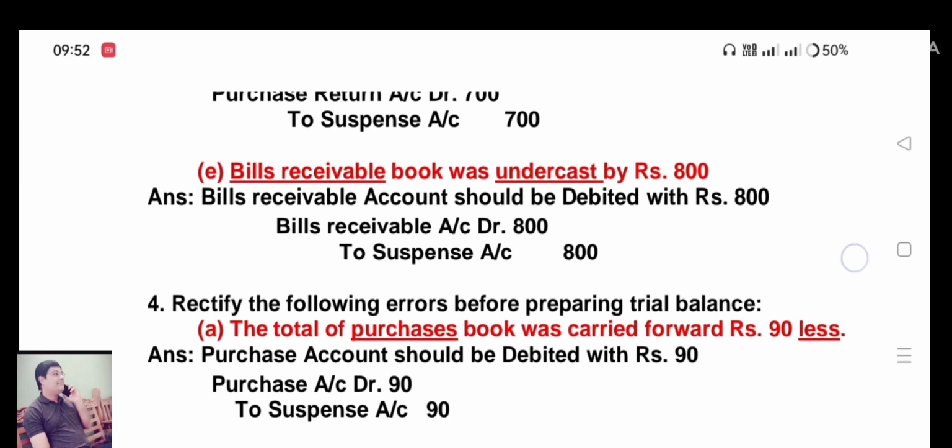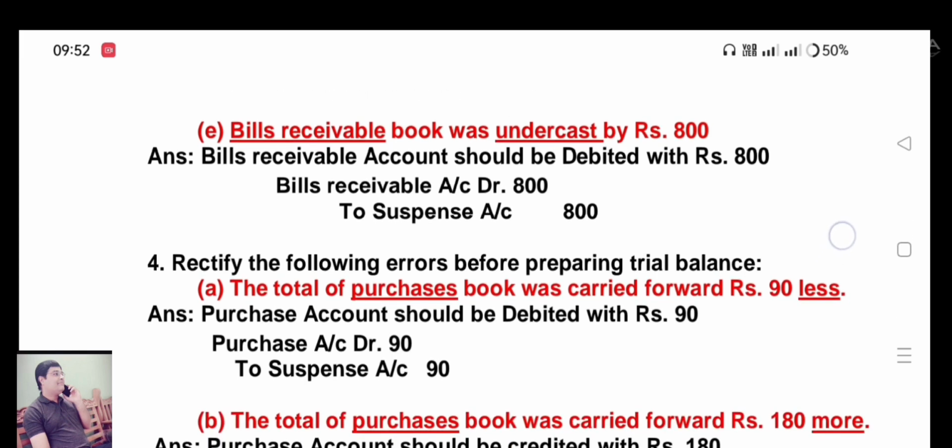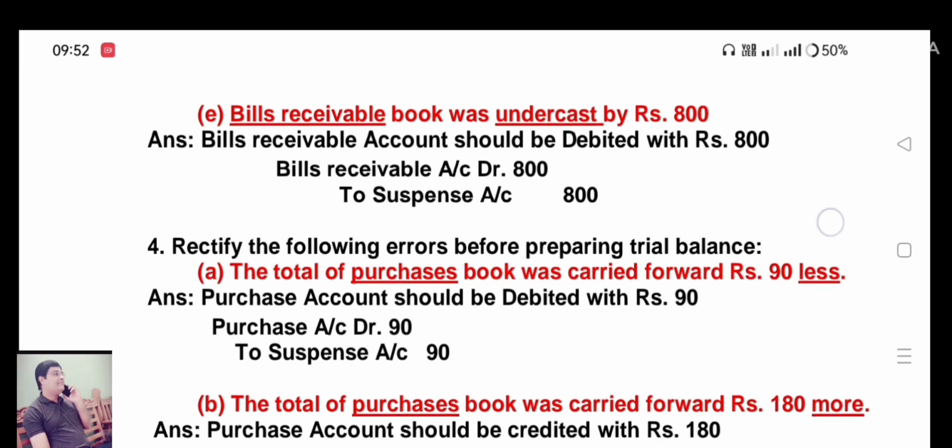Next, bills receivable book. Bills receivable is an asset. Asset is always a debit balance, because all the assets items are debit balance, all the liabilities items are credit balance. Under cost means original. Original means bills receivable is a debit balance. So answer is bills receivable account should be debited with rupees 800. Bills receivable account debit to suspense account 800.